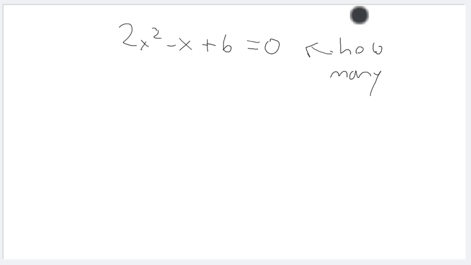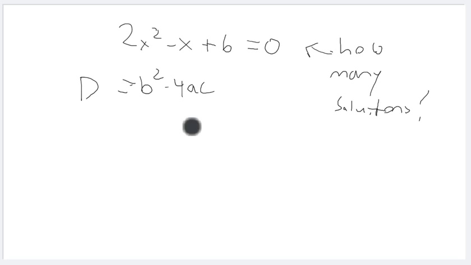What tool do we have to figure out how many solutions an equation has without solving it? The tool we have is called a discriminant. The discriminant is b squared minus 4ac. Let's see what the discriminant tells us about how many solutions this equation will have. So b squared is negative 1 squared minus 4 times 2 times 6. And that is going to be 1 minus 4 times 2 times 6, which is 48.